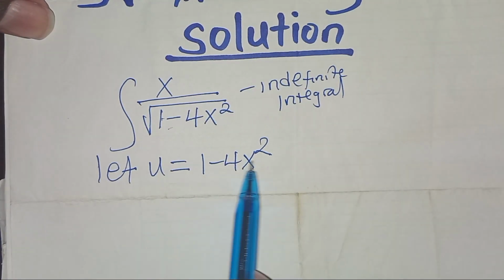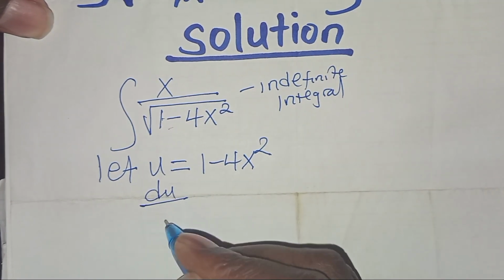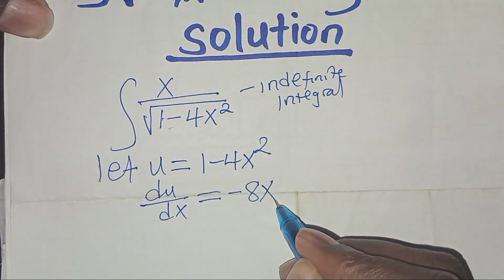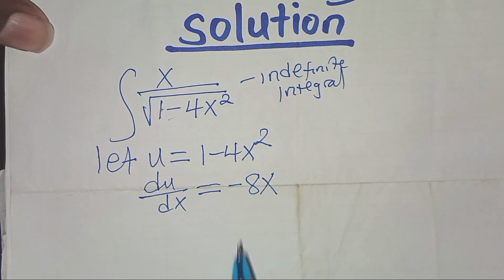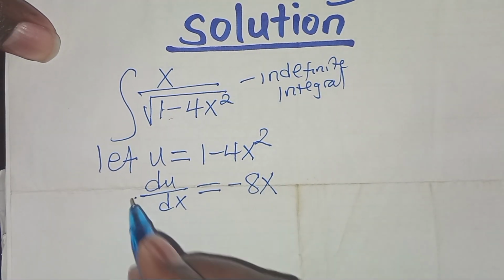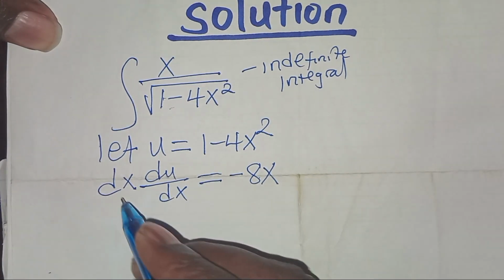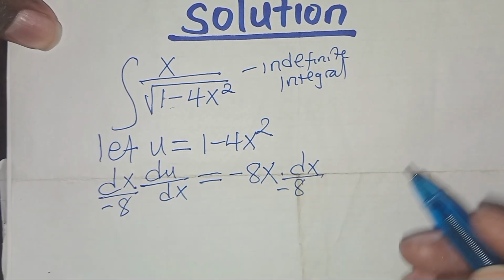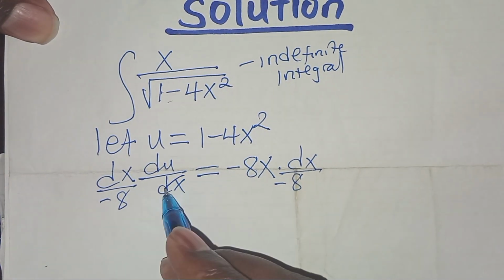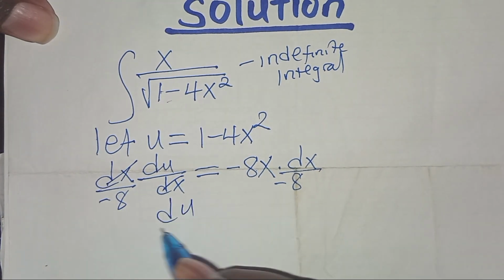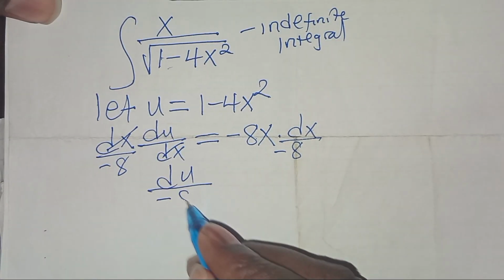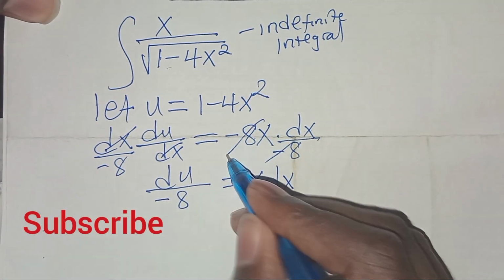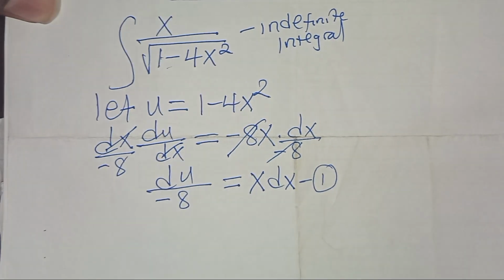Now from here, we find du with respect to dx, and this is equal to negative 8x. Now let's multiply both sides by dx divided by negative 8. So if you simplify here, we'll have du divided by negative 8, which is equal to x dx. Let's call this one question part 1.